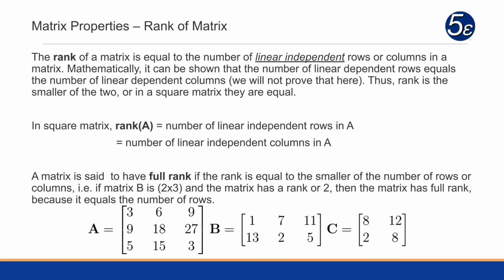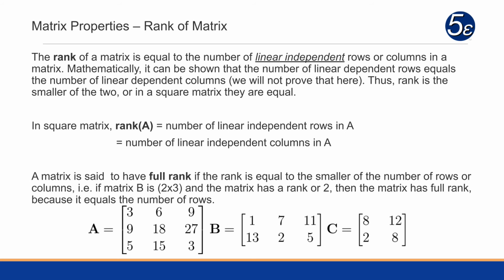Now, the rank of a matrix is equal to the number of the linear independent rows or columns in a matrix. So we can show that the number of linear independent rows equals the number of linear independent columns, but we're not going to prove that here. Therefore, the rank is going to be the smaller of the two, or in a square matrix will be equal. So therefore, in a square matrix, which will be most of the matrices that we will work with, especially because we're dealing with a covariance matrix, the rank is going to be equal to the number of linear independent rows or the number of linear independent columns, the smaller of the two.